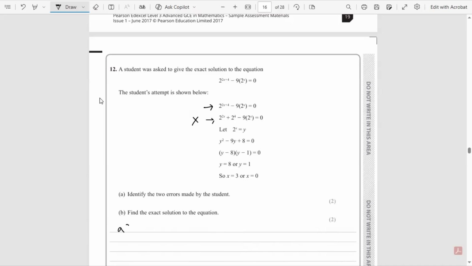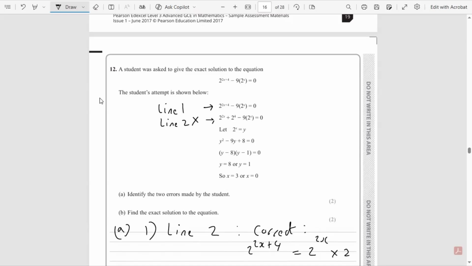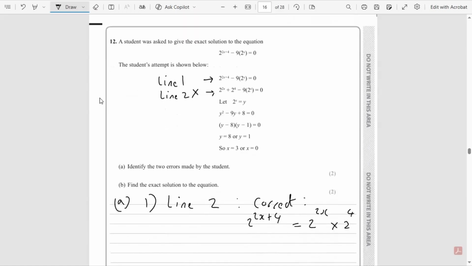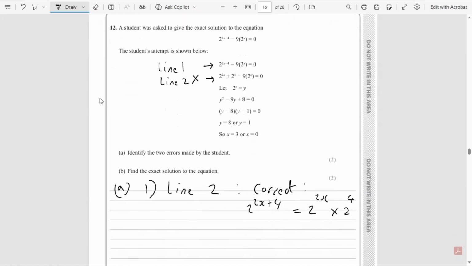So we can say, firstly, if we call this first line, line 1, and that line 2, the first error is in line 2. The correct thing to do would be to say that 2 to the power of 2x plus 4 is equal to 2 to the power of 2x multiplied by 2 to the power of 4, because when you multiply indices, you add the powers. When you add indices, you certainly don't add the powers. So we can just say here, not 2 to the power of 2x plus 4 equal to 2 to the power of 2x plus 2 to the power of 4. That is incorrect. That first one is correct.